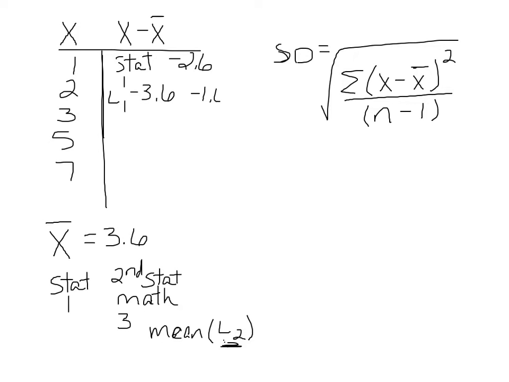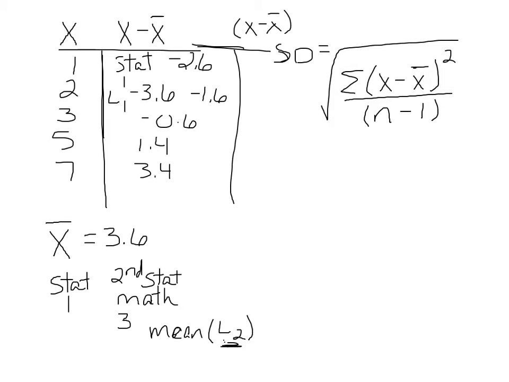Negative 1.6, negative 0.6, 1.4, and 3.4. Okay, the formula then next wants us to take those values, the x minus x bar, and square them.